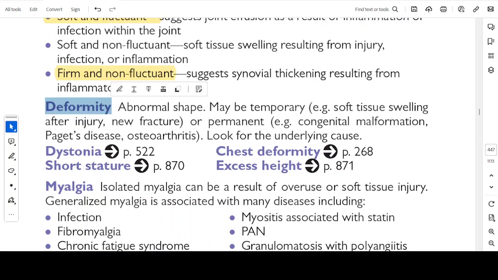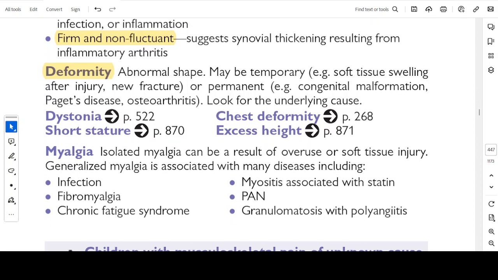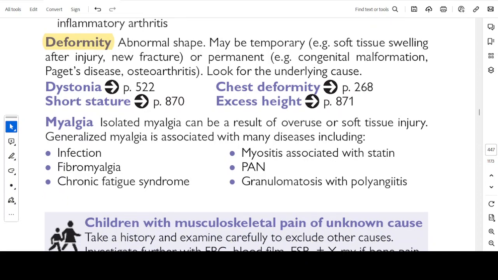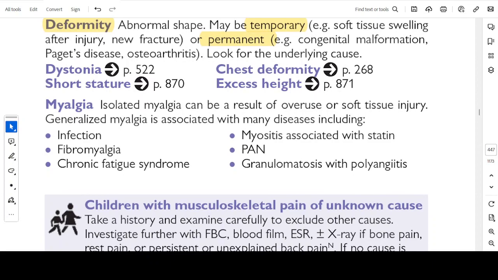Deformity. Abnormal shape may be temporary, for example soft tissue swelling after an injury or new fracture, or permanent, for example congenital malformations, Paget's disease, osteoarthritis. Look for the underlying cause. So joint deformity can be temporary due to soft tissue swelling, injury, or new fracture, or permanent because of congenital malformation, Paget's disease, osteoarthritis. Look for the underlying cause. Dystonia, chest deformity, short stature, excess height.